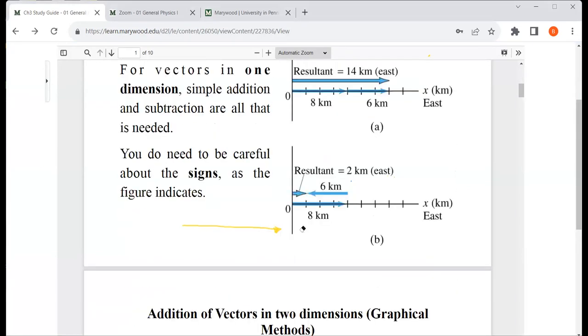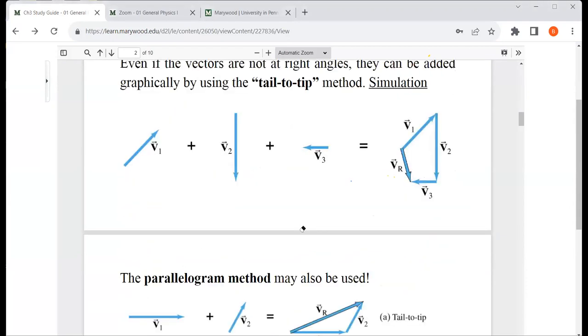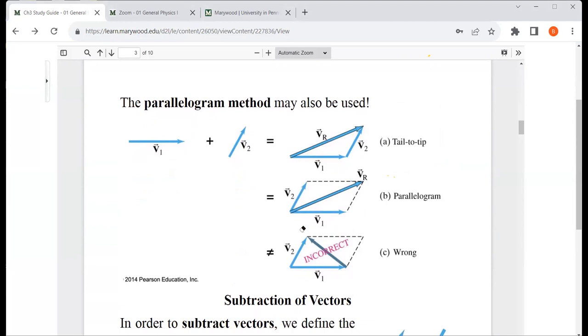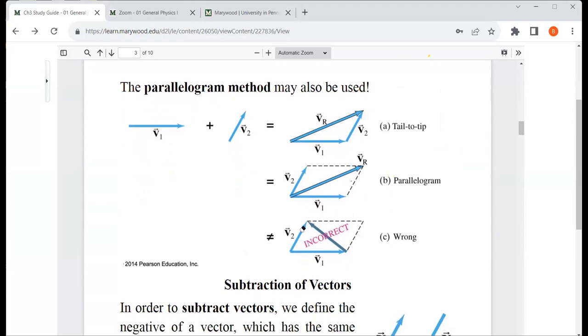All right, so there is another graphical method we also use. We call it the parallelogram method. Although we don't use the parallelogram method much, sometimes this method is also useful. Both the tail to tip method and the parallelogram method are basically used to have a graphical picture in our mind. Once we have the graphical picture, it will be very easy to solve the analytical method that we are going to learn in the next slide.